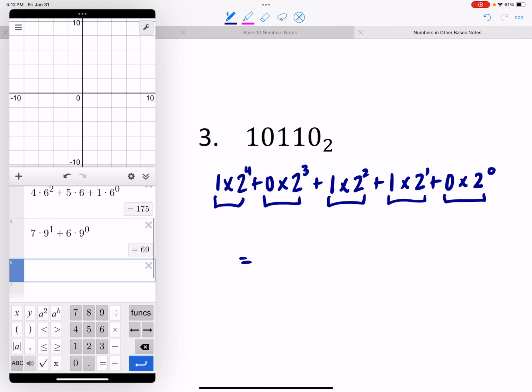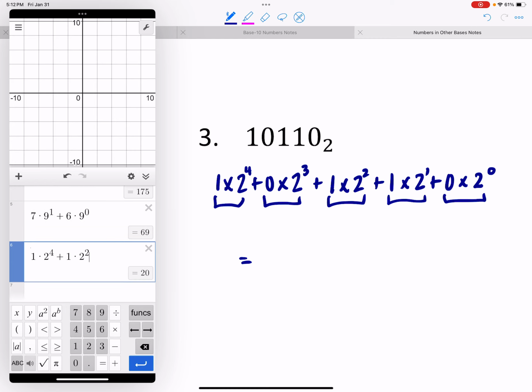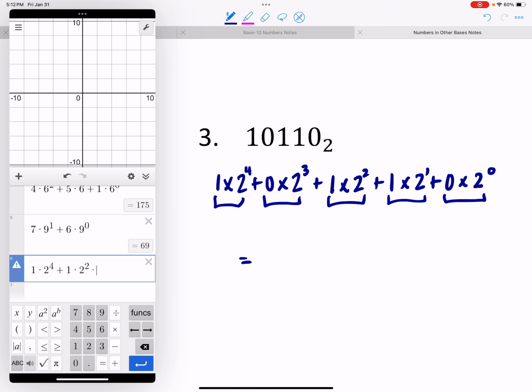So I have 1 times 2 to the fourth. I'm going to add 0. I'm going to skip that in my calculator. Then I have 1 times 2 squared. And if you don't want to type the 1's in, that would be okay as well. And then I have 1 times 2 to the first, which is just 2. So this is a nice long coded way to write the number 22. So 10110 base 2 looks like a large number in base 2. It's really just 22. Okay?